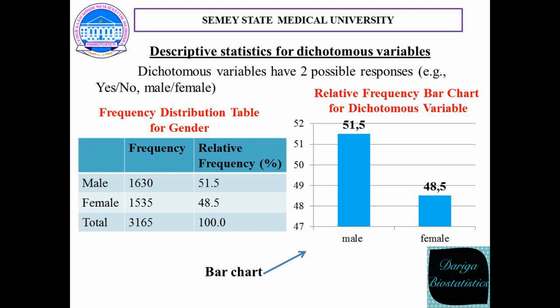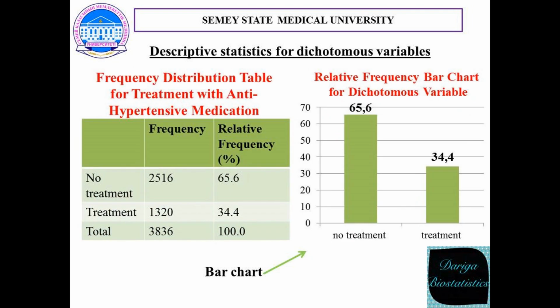Dichotomous variables have 2 possible responses: yes, no, female, male. The given table displays the frequency distribution table for the variable gender. We can also illustrate a bar chart to show the relative frequency distribution of males and females. The next example is about treatment with antihypertensive medication. So one group got treatment, approximately 34%, and the second group didn't, approximately 66%.